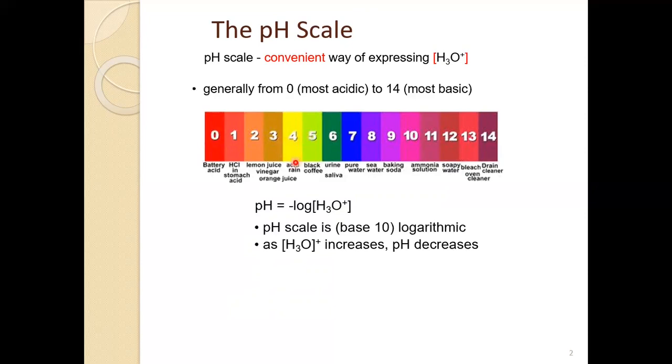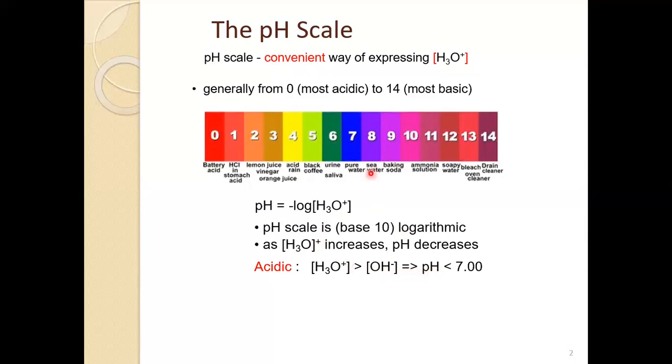And so as we've mentioned, as the hydronium concentration increases, the pH decreases, once again because of the same relationship. So we can now describe substances as acidic or basic, not simply based upon the relative concentrations of hydronium and hydroxide, but more conveniently based upon the pH.